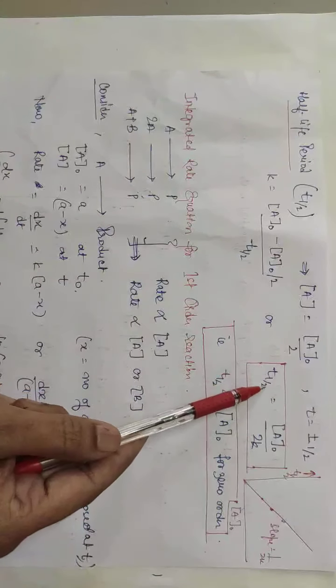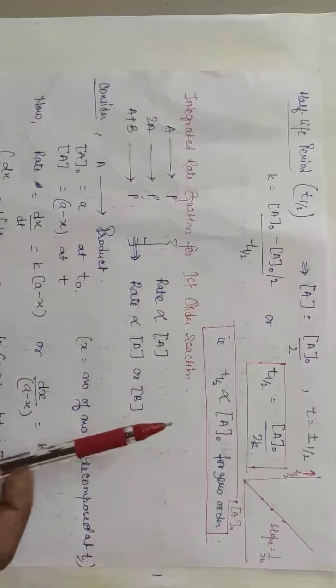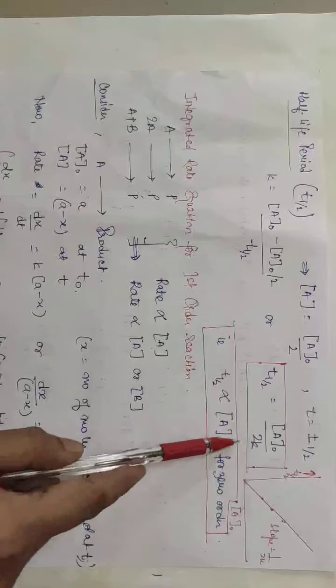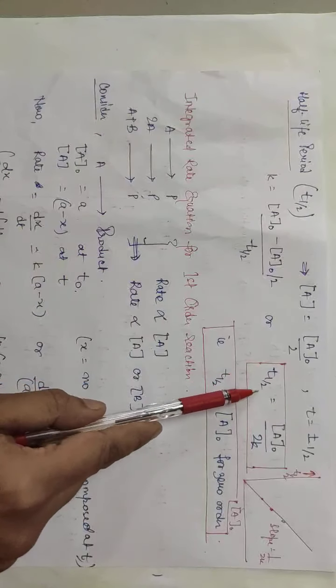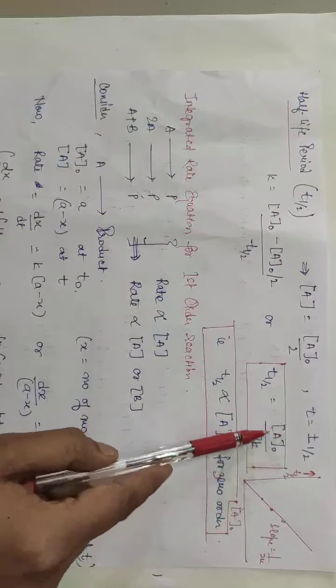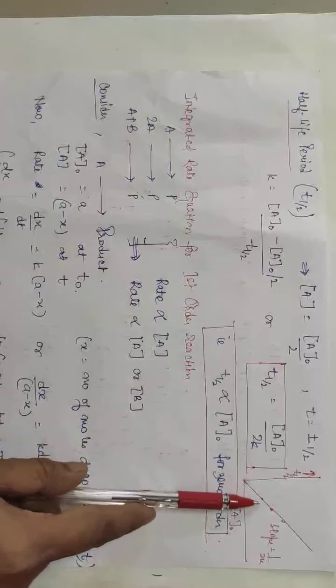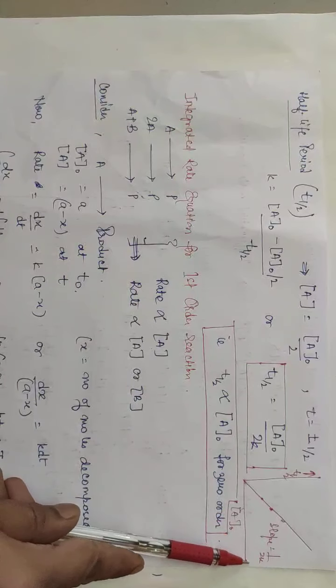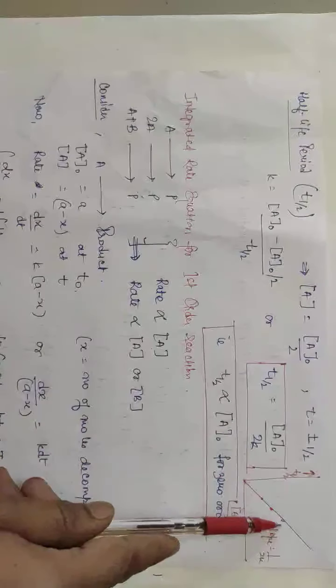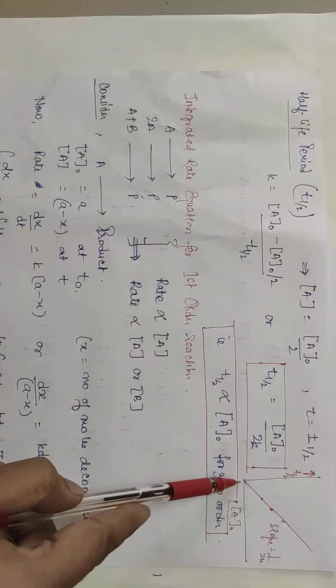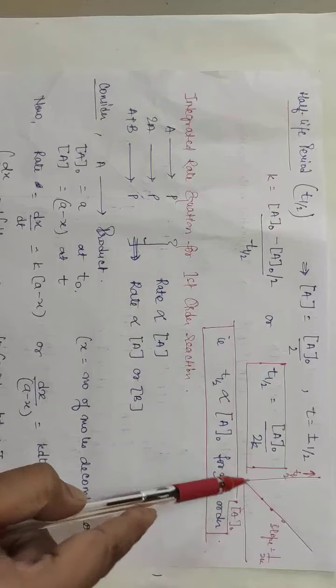That is, t half for the zero order reaction is directly proportional to the initial concentration. When we plot t half with respect to initial concentration, we will again get a straight line with slope 1 by 2k, and since there is no constant, the straight line will pass through the origin.